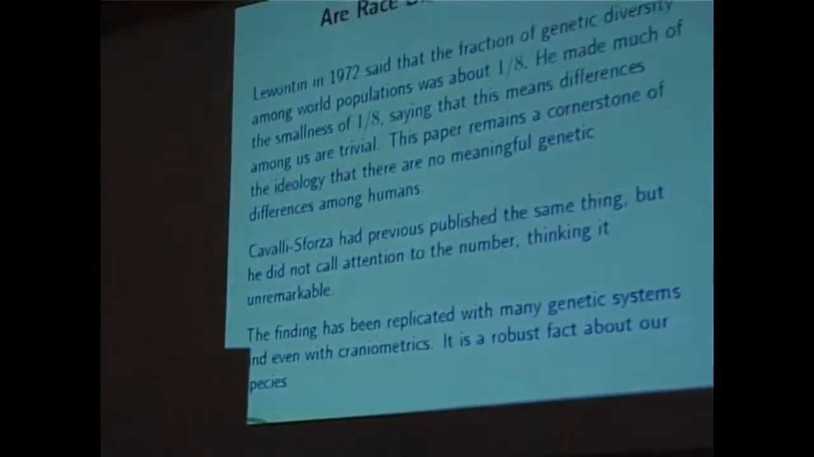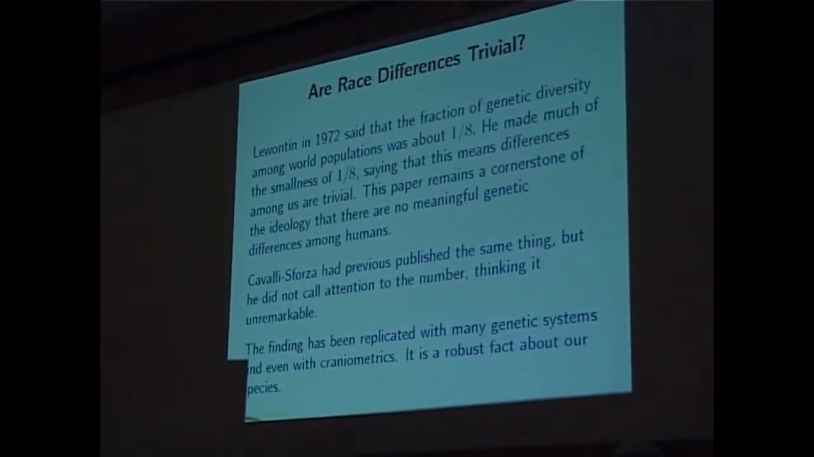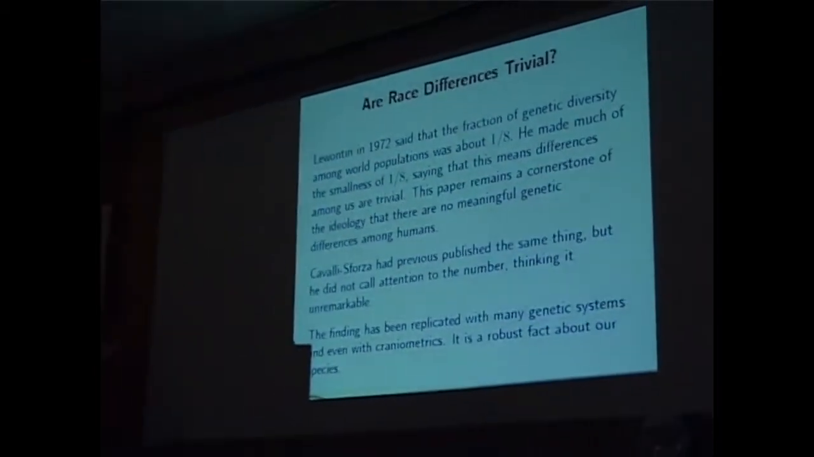Well, are race differences trivial? Richard Lewontin in 1972 said that the fraction of genetic diversity among world populations was about 1/8. Now, genetic diversity is very simple. It means we take two genes from a population and ask what's the probability that they're different. Or we take two DNA sequences and count the mutational differences, and that number measures genetic diversity. It measures how much different is one gene from another in the population.